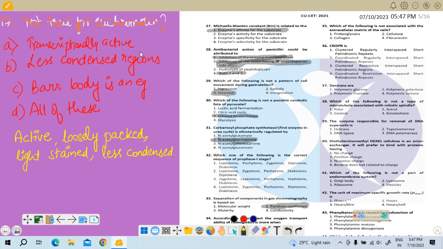Okay, transcriptionally active, this is true. This is less condensed, that is true. So they are saying bar body is an example of euchromatin. So see, bar body is inactive. So if it's inactive, it can't be an example of euchromatin. So this is not true, this is wrong. So answer is C.